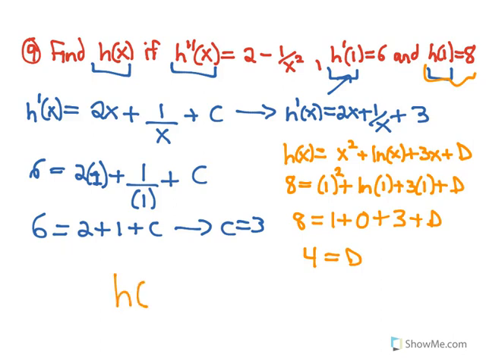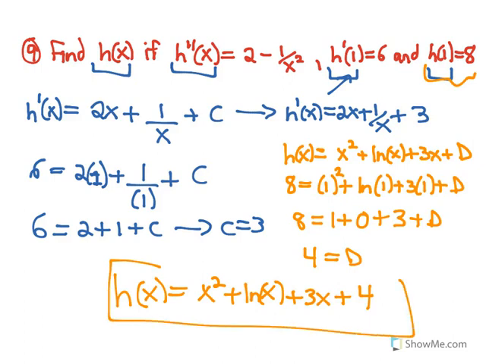So my final function h of x is x squared plus ln of x plus 3x plus, instead of d, I can now write 4. Textbook question, start at your highest derivative and take your antiderivatives back to start filling in your constants.